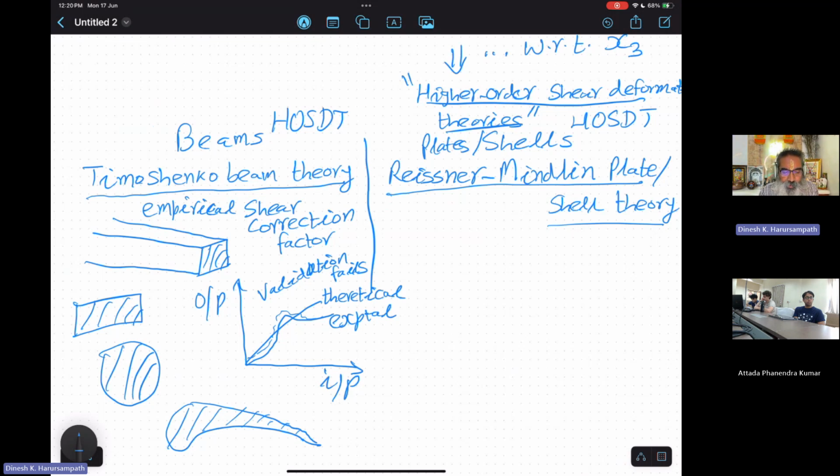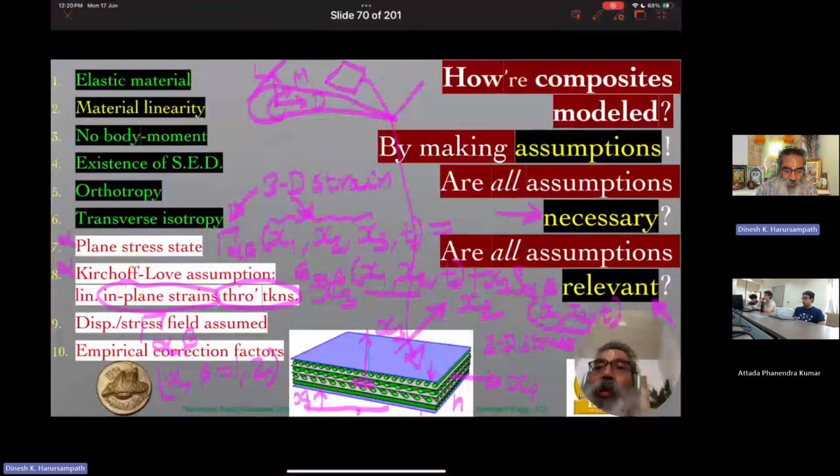So with this, we come to the end of all the assumptions. If you have any questions, I'd be happy to answer with respect to any of these 10 assumptions that we have made.